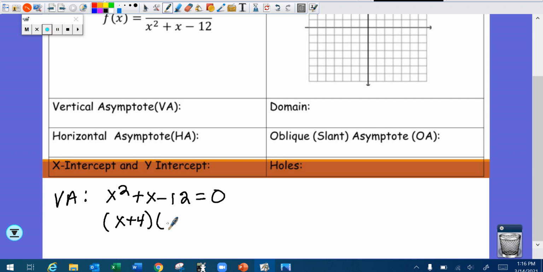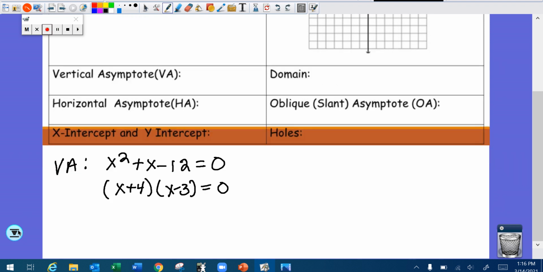So this is x plus 4 and x minus 3. If you need to look at the X box again, then go back and look at that so you can figure out how I factor this. It is in the video from last week, I think, or maybe the week before last. And if you can't find it, I'm always available for tutoring to help you.